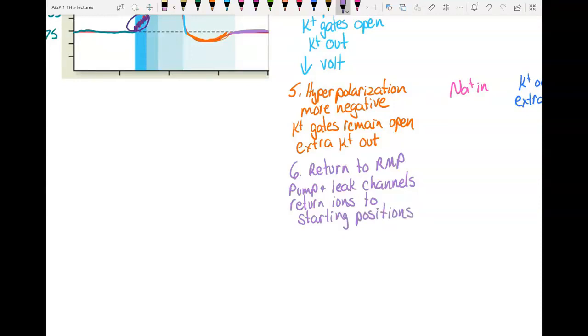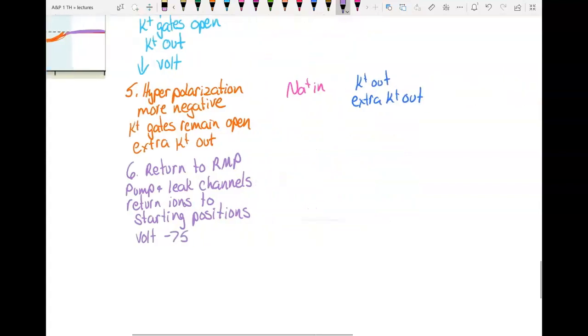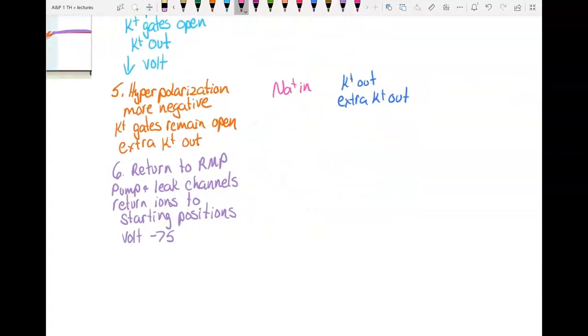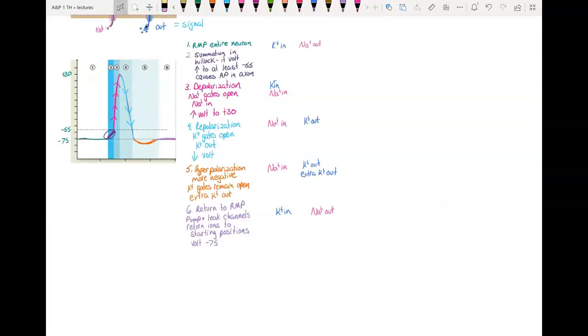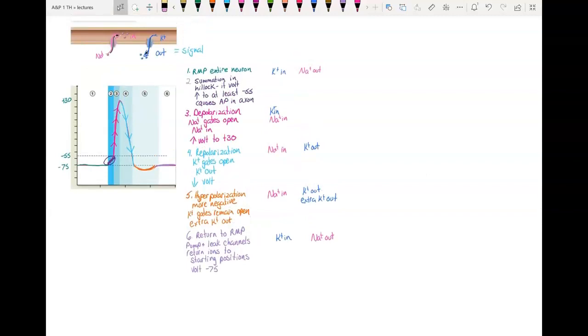And your voltage returns to negative 75. So now we have our sodium back out, and we have our potassium back in, and we're back at negative 75. So there's an overview of how you have that action potential in the axon.